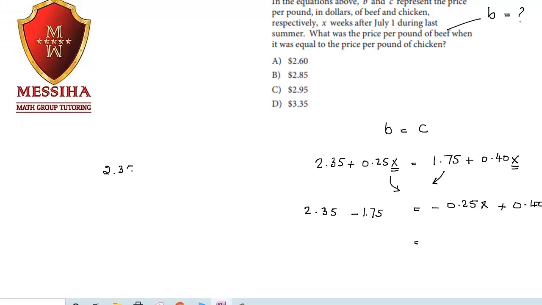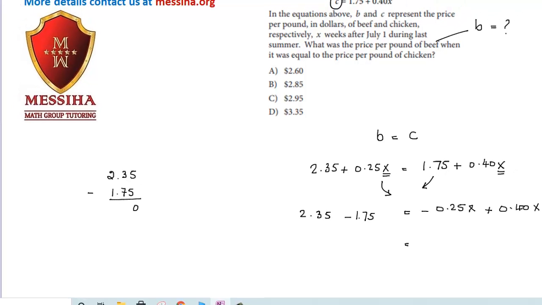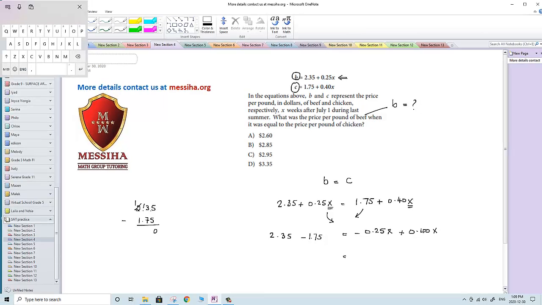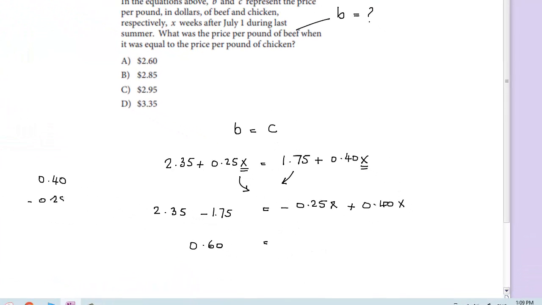So 2.35 minus 1.75: 5 minus 5 equals 0. The 3 minus 7, that means I borrow 1, so 13 minus 7 is 6, and 1 minus 1 equals 0. So 0.60 with a positive sign. And here for the x, I have 0.40 minus 0.25. So that means 10 minus 5 is 5, 3 minus 2 is 1, and 0. So that means 0.15x.